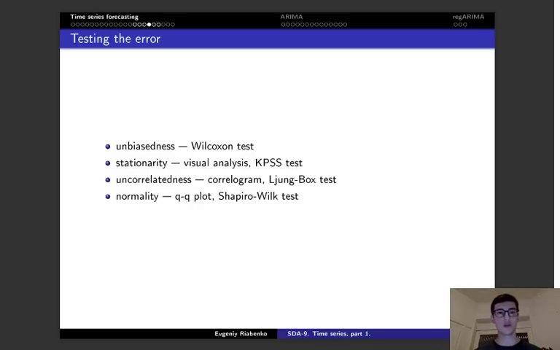So finally, checking these residuals, we would use some Wilcoxon or Student t-test to check whether the average value of residuals is equal to zero. Then we'll do visual analysis for stationarity, and we've got some tests for that. Then we'll take a look at the correlogram and autocorrelation function to check uncorrelatedness. We don't like the values of our residuals to be dependent on the nearby values. And there are some other tests, like the Ljung-Box test, for that. And finally, we'll check normality of residuals visually with QQ plots, or maybe the Shapiro-Wilk test, the most famous test for normality.